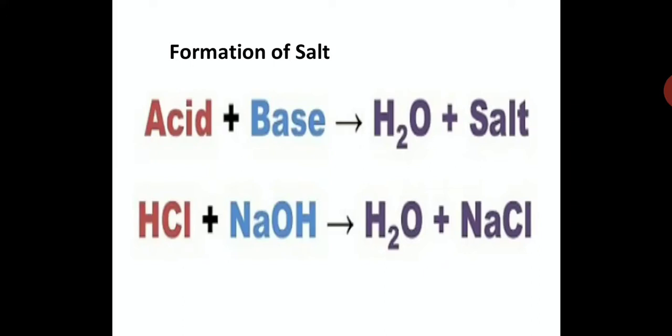Acid plus base gives H2O plus salt. That means water is neutral and salt is also neutral. So here you have HCl, that is the acid, and sodium hydroxide, NaOH, that is the base. When they react they give you H2O, the water, plus salt, that is NaCl. Please take down this word equation and the chemical equation below that. Write both the equations, children.